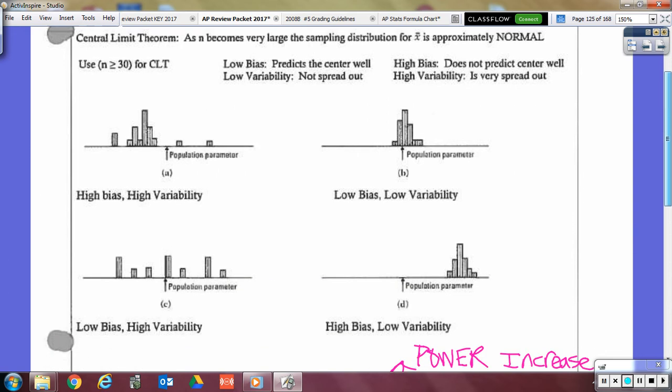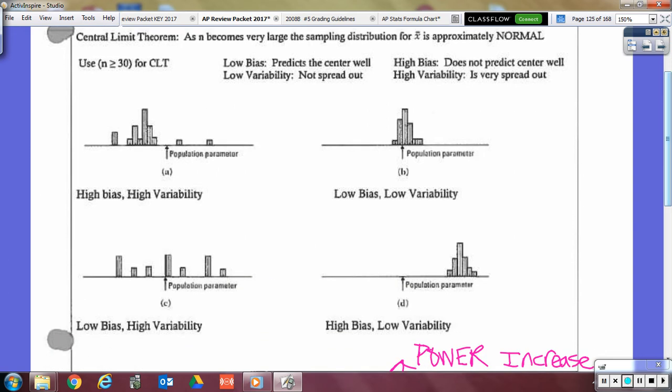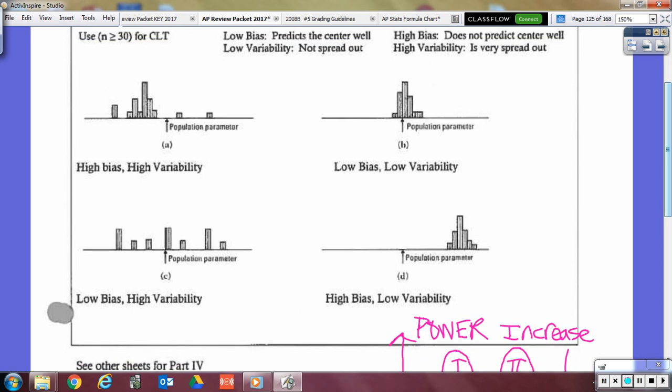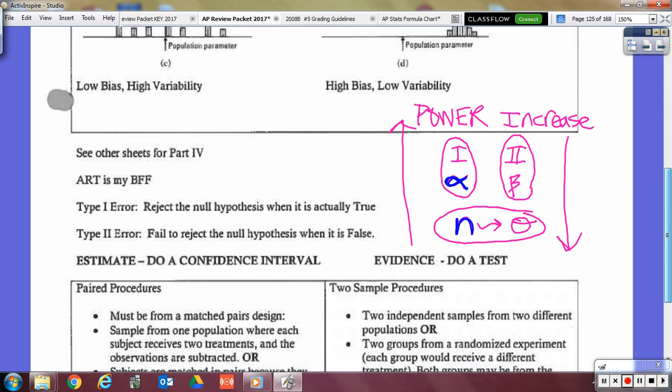This top section talks about variability, and I think you know that when you've got your low variability and your high variability. Bias, we haven't really talked much about. So we'll move on to this.